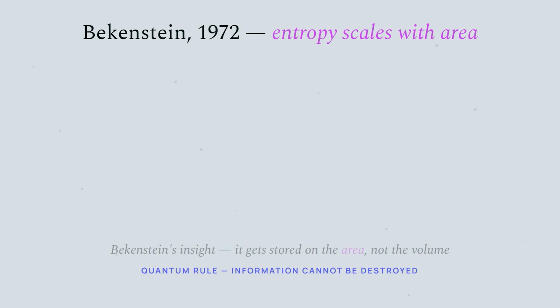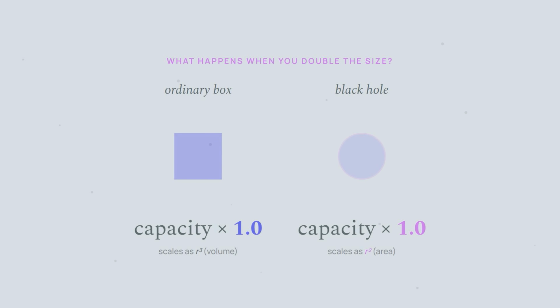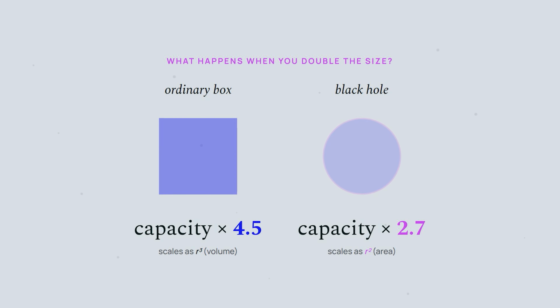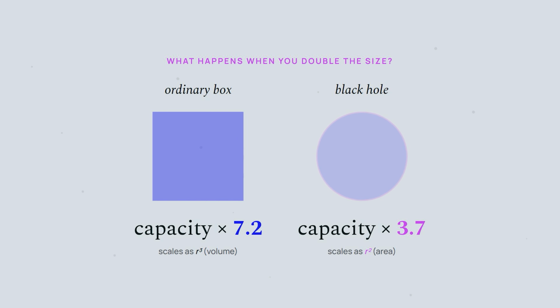It gets stored, and not just stored, but stored in proportion to the area of the event horizon, not its volume. This is the moment that broke physics, because every other system in nature stores information in its volume. A box twice as big can hold roughly 8 times as much, but a black hole stores information by area. Twice as big means only 4 times as much.